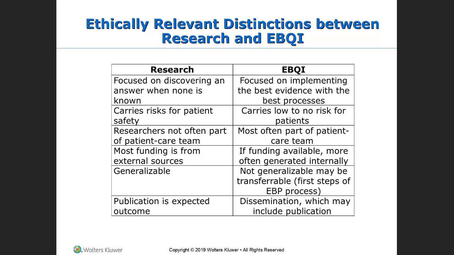In research, publication is the expected outcome, where you'll publish what you find and then other people will test it. In evidence-based quality improvement, you will disseminate the information, which may or may not include a publication.